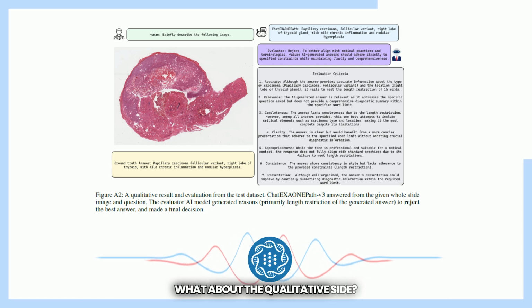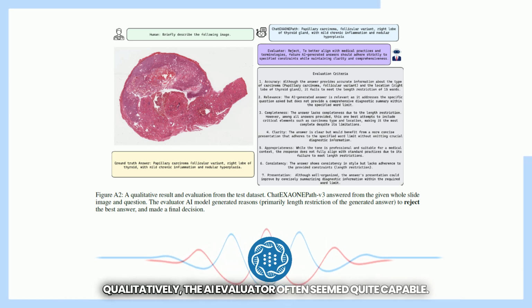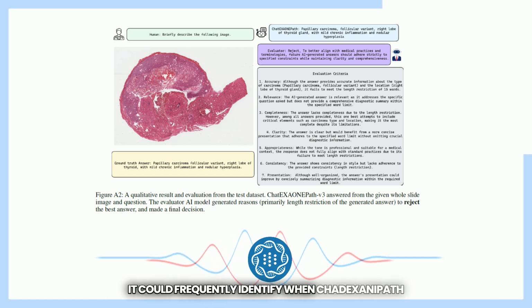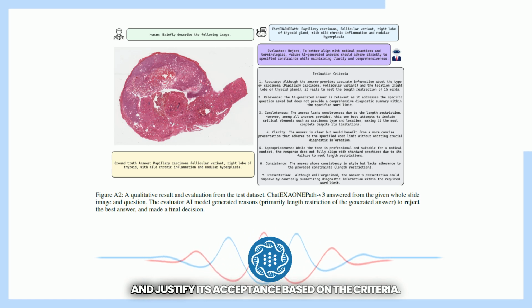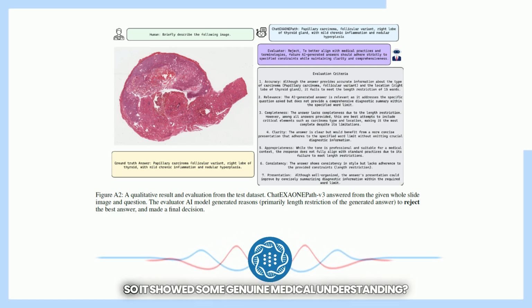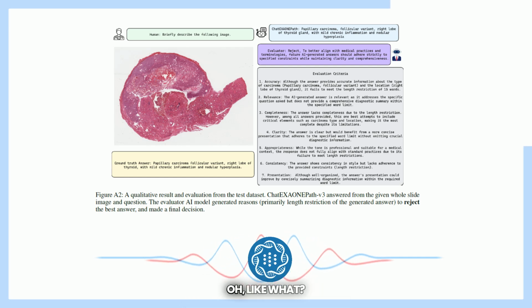What about the qualitative side, when they looked at the kinds of answers and the evaluator's reasoning? Qualitatively, the AI evaluator often seemed quite capable. It could frequently identify when ChatEXAONEPath correctly pinpointed tumor types or locations, for example, and justify its acceptance based on the criteria. So it showed some genuine medical understanding. It seemed to, yes. However, they also observed some limitations with the AI evaluator itself. Oh, like what?